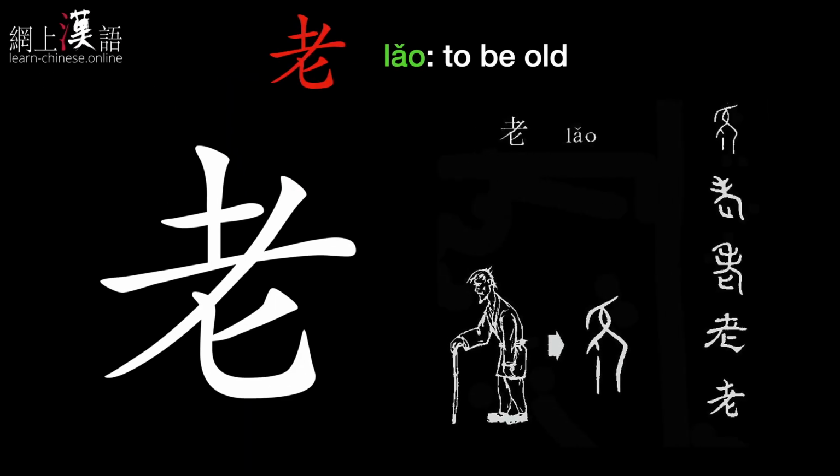Let's begin with 老, lao, old, to be old. This Chinese character comes from a pictogram of an old man with a cane.